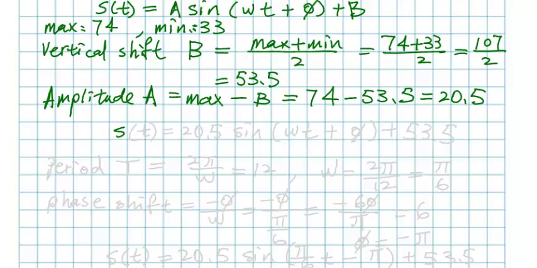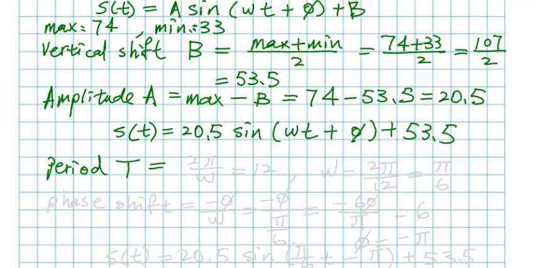We substitute this information in. Then S of t becomes 20.5 sine of omega t plus phi plus 53.5. The period T can be written as 2 pi over omega. In this case, there are 12 months, and the period is 12. We use cross multiplication, then omega equals 2 pi over 12, which equals pi over 6.